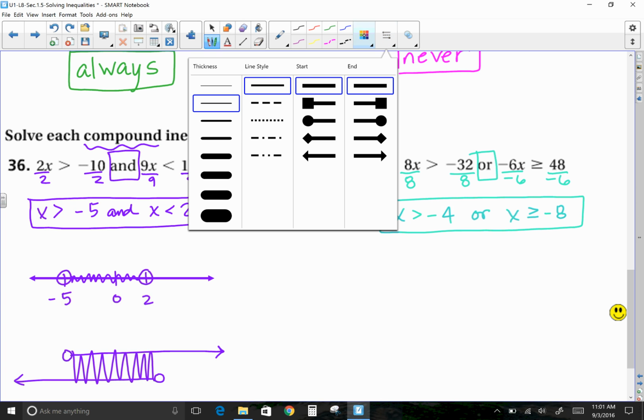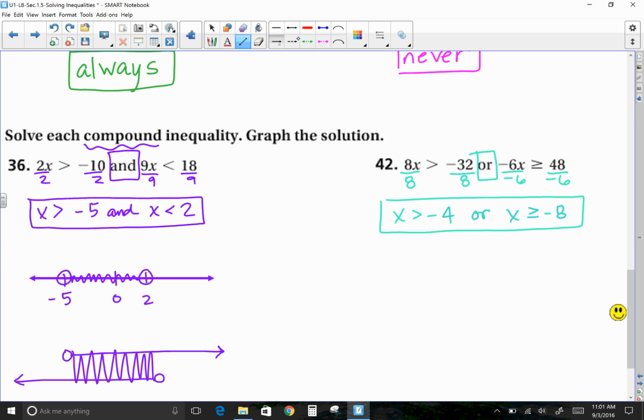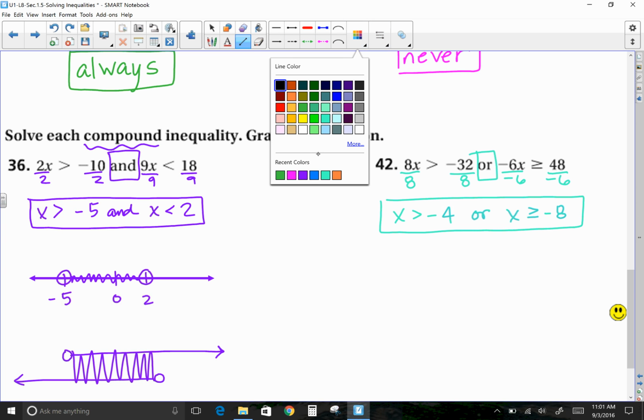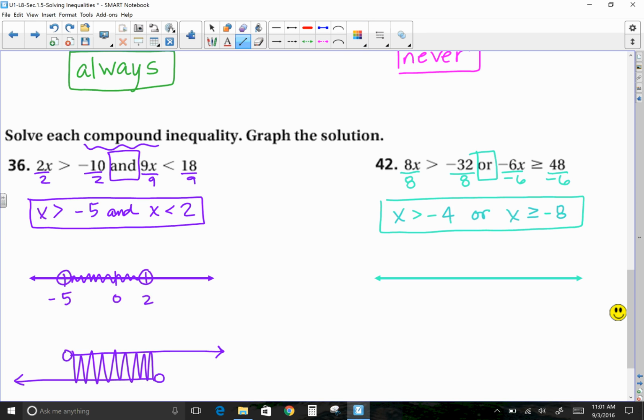Now let's graph it. Here is my number line. And so we have 0, we have negative 4, and then we have negative 8. I put a circle on each one. I do not color in negative 4 because there's no equals. I do color in that. And it tells me x is greater than negative 4.